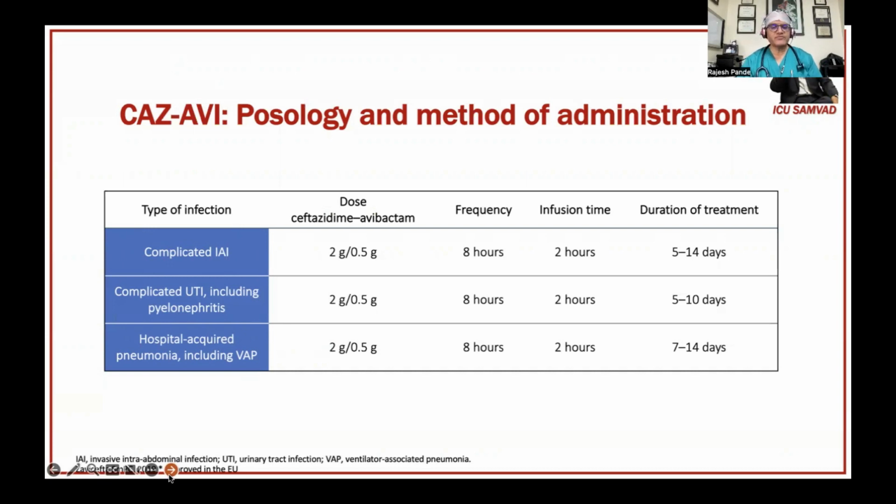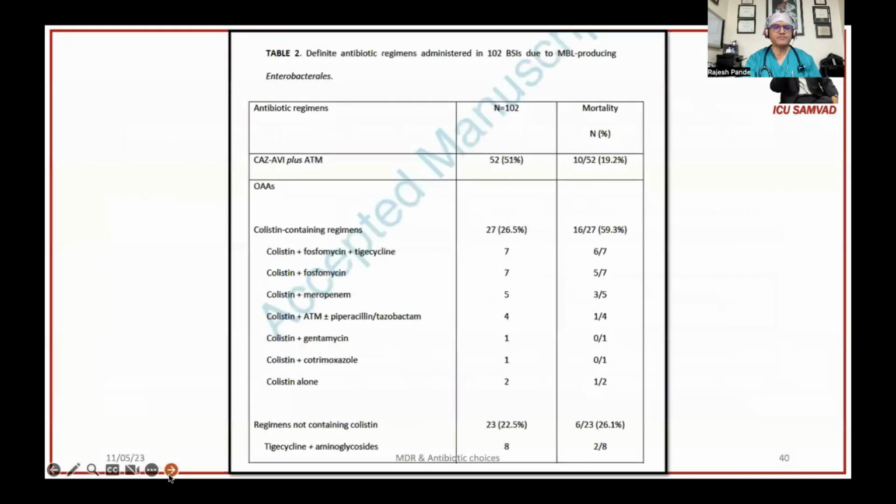The duration of treatment for complicated intra-abdominal infection is 5 to 14 days. For complicated UTI, pyelonephritis, 5 to 10 days. For hospital-acquired pneumonia, VAP, it is 7 to 14 days.